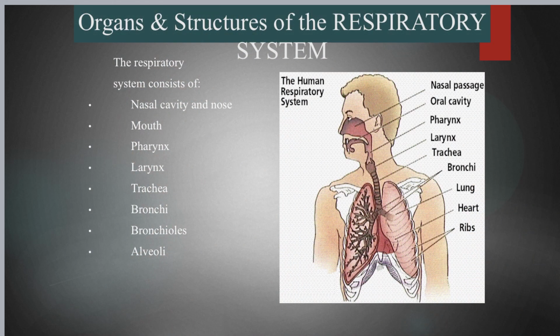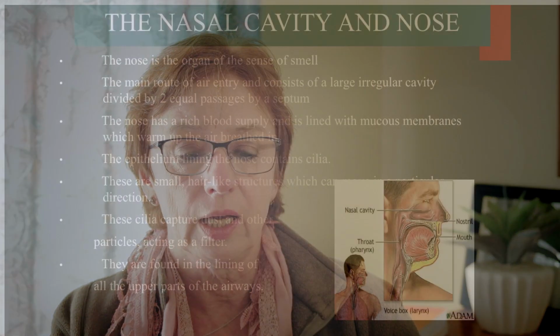On the next sketch you will see the organs and structures of the respiratory system. You can see the nasal passage, you can see the oral cavity there, the pharynx, the larynx, the trachea, and then as we go down you can see the lung with the different structures of the bronchus and the bronchioles. We're going to start with the nasal cavity and the nose.